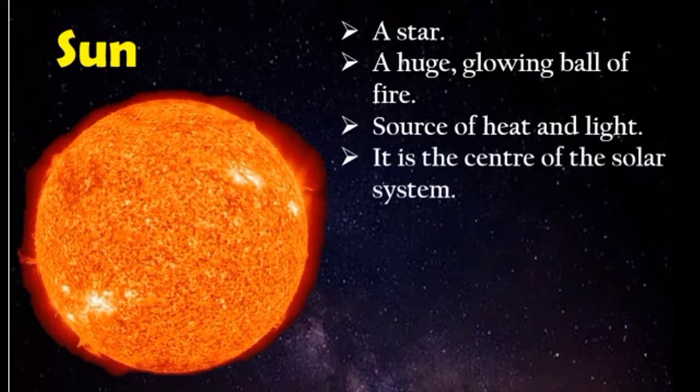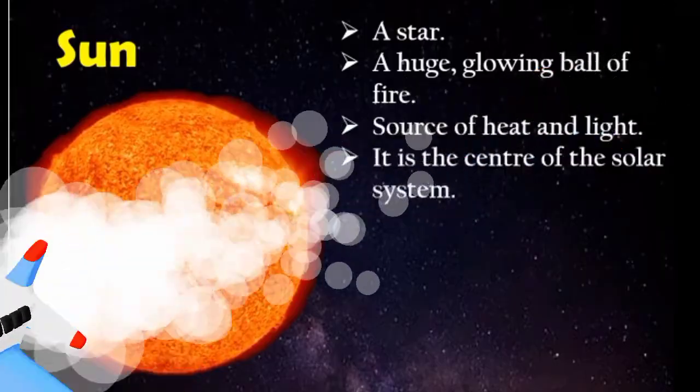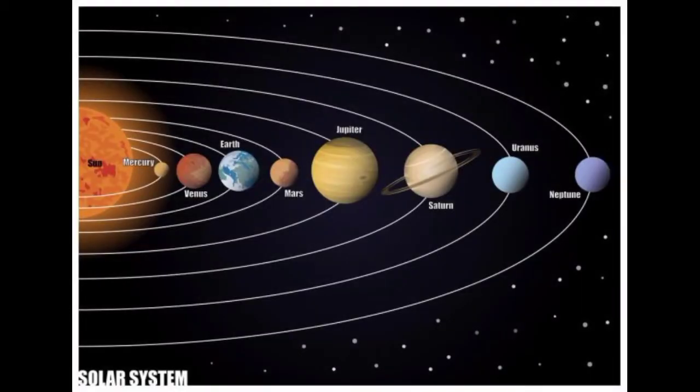It is a star, a huge glowing ball of fire, a source of heat and light. It is the center of the solar system, and all the planets revolve around this sun.